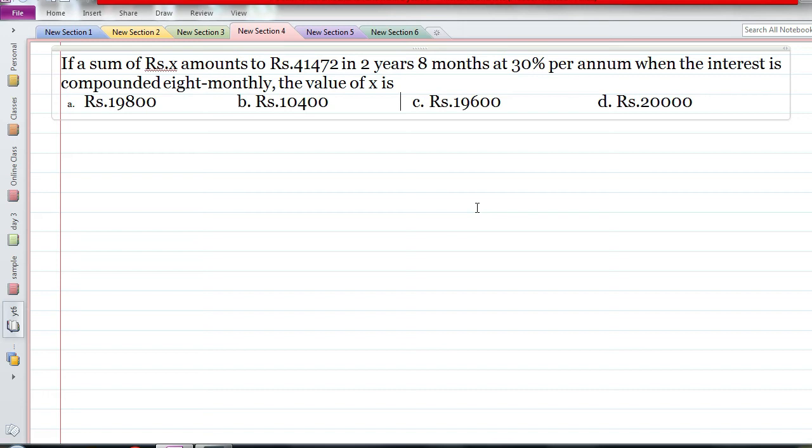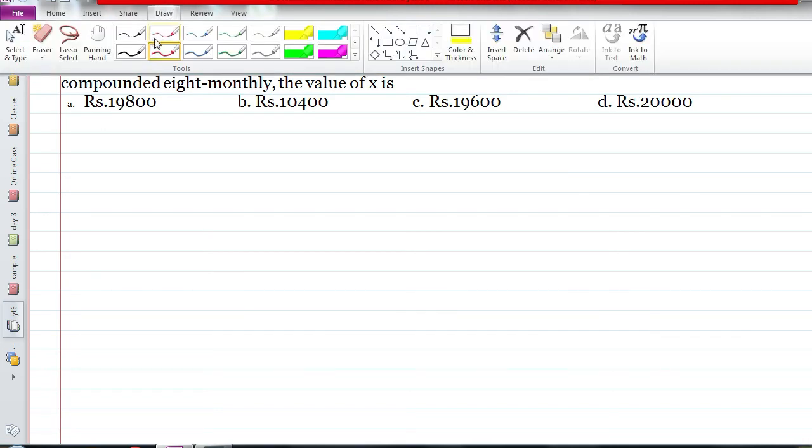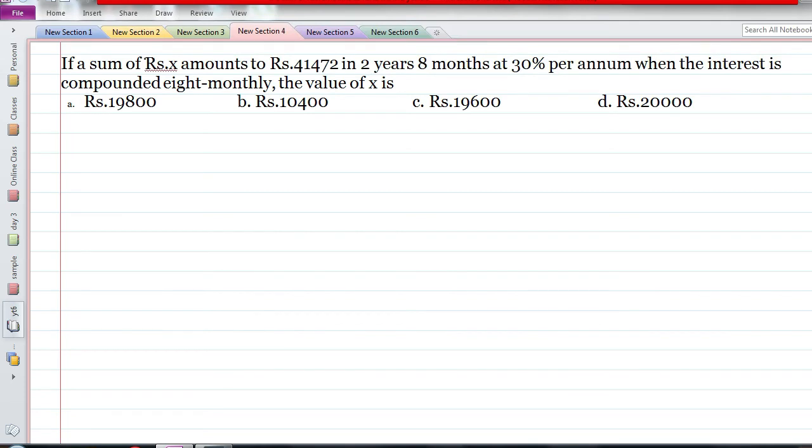So this 8 monthly is a very odd number. You will not usually get it that way. You usually get half yearly or quarterly or annually. So 8 monthly is not actually a very standard question. Anyways, we'll see how to solve this. Now this is in 8 months. So let's find how many times the interest is added to the original amount. Now all of you know what is compound interest.